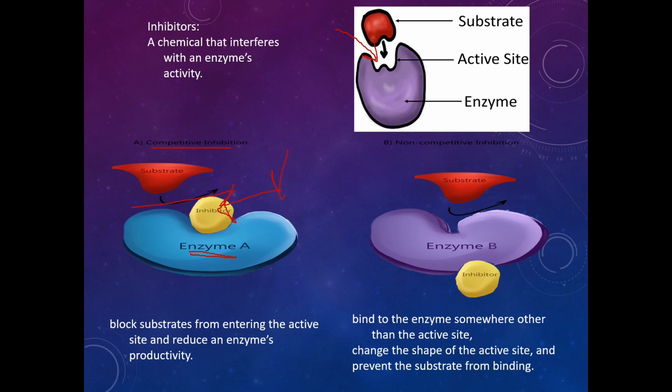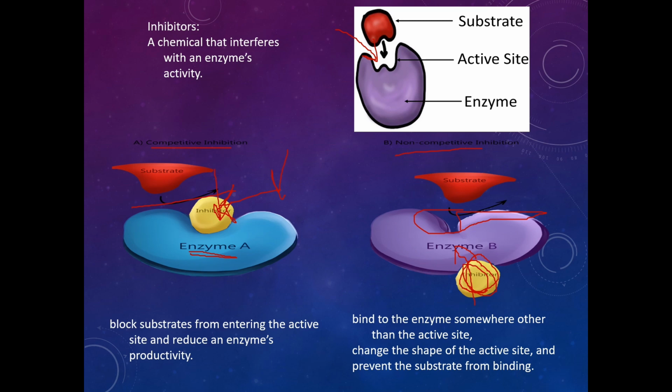The non-competitive inhibitor binds to somewhere else. It's not the active site, but any other place other than the active site, and it changes the shape of the active site, and it stops the substrate from binding to the active site. So it either blocks the active site or changes the shape of the active site to stop or decrease the activity of the enzyme.